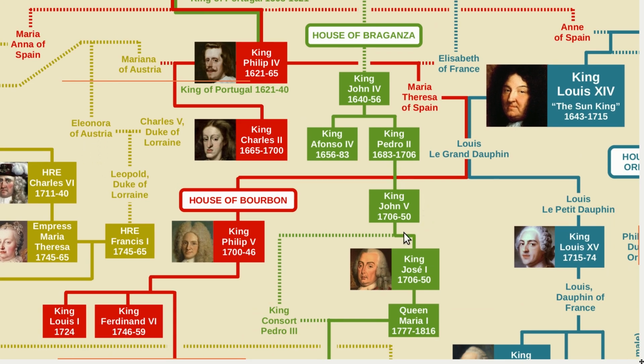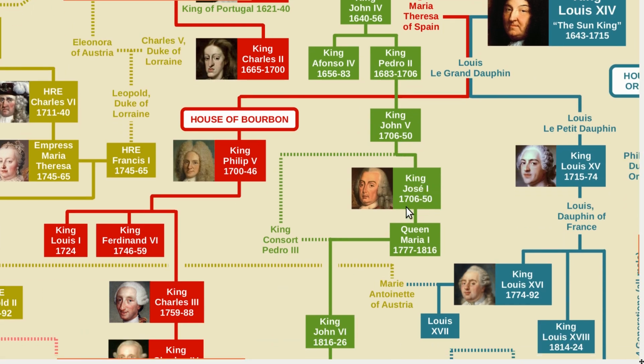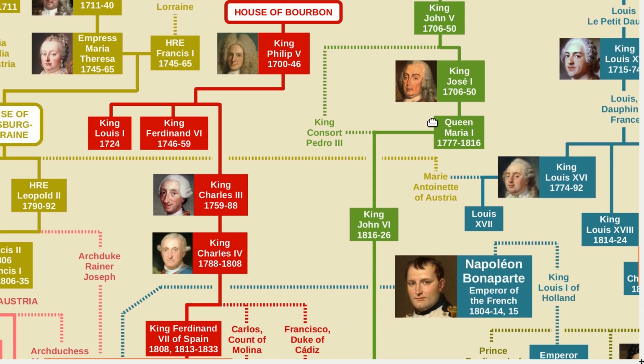We get John V, Jose I, and then the first reigning queen of Portugal, Maria I. She actually married her uncle. These two were brothers. And he took the title king consort, but it was actually Maria who was the monarch. And it was during the reign of Maria that Napoleon Bonaparte was taking over Europe.